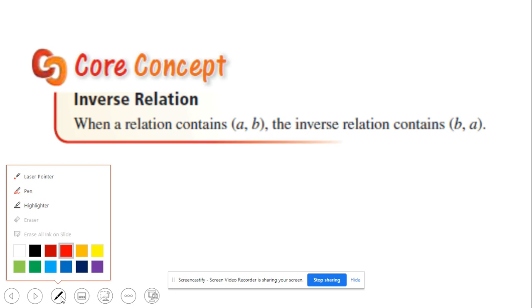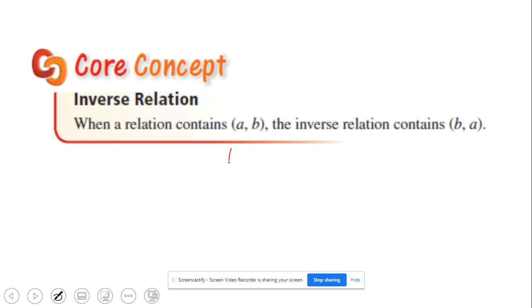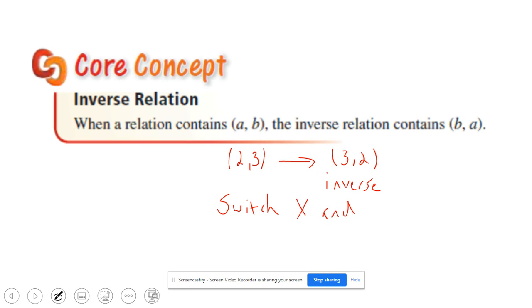I don't know why my pen's not working. There we go. 2 comma 3. Then the inverse, all we do is we just switch our x and y, okay? So the key thing here, when you're talking about an inverse, is that you're just switching your x and your y, okay? That's the big thing when we're talking about what an inverse is.